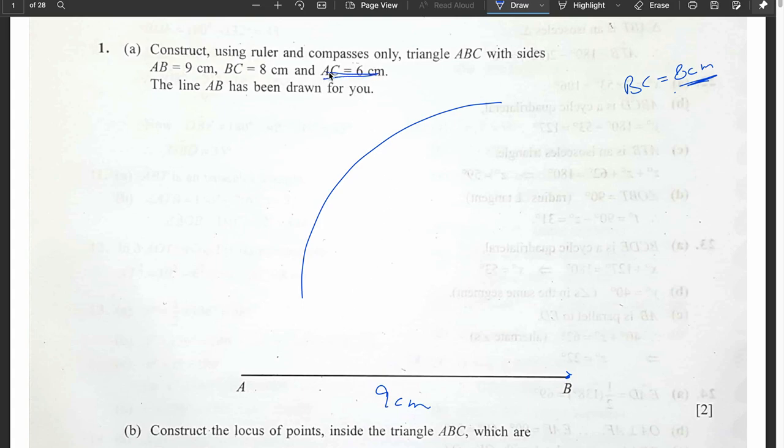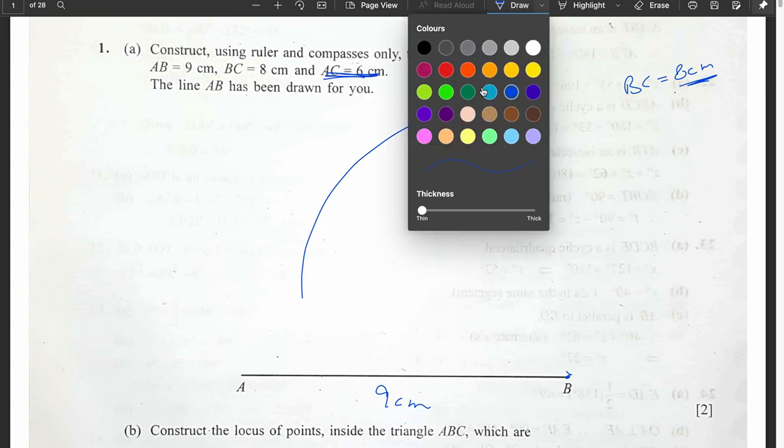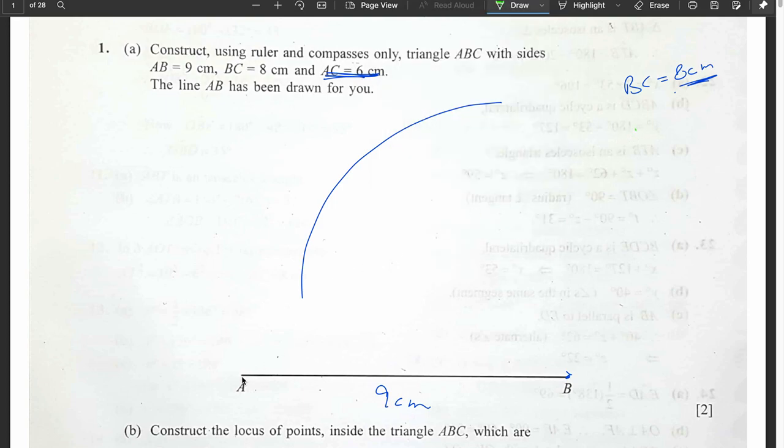Then AC is 6 centimeters. So again opening the compass for 6 centimeters, placing the needle at A and marking this point. Now this point of intersection labeled as C is actually 6 centimeters away from A and 8 centimeters away from B. So once you connect them, you get your triangle. This is 6 centimeters, this is 8 centimeters. Any doubt in this?